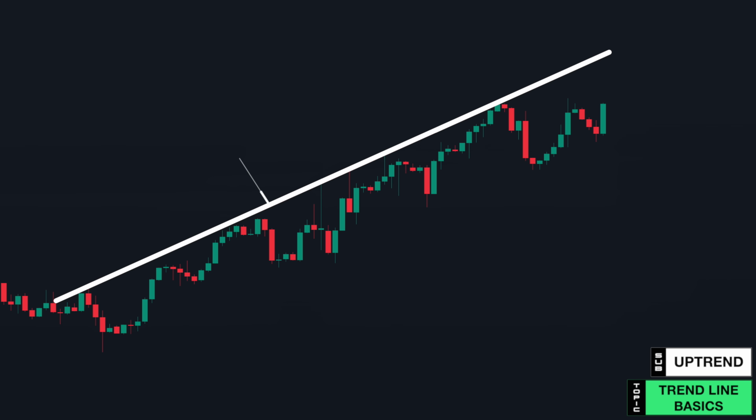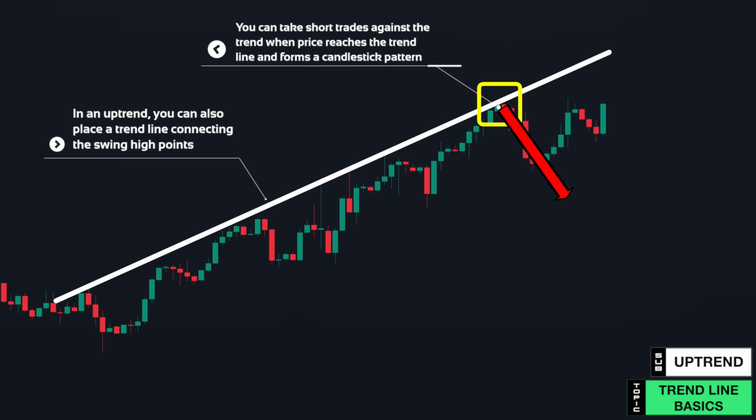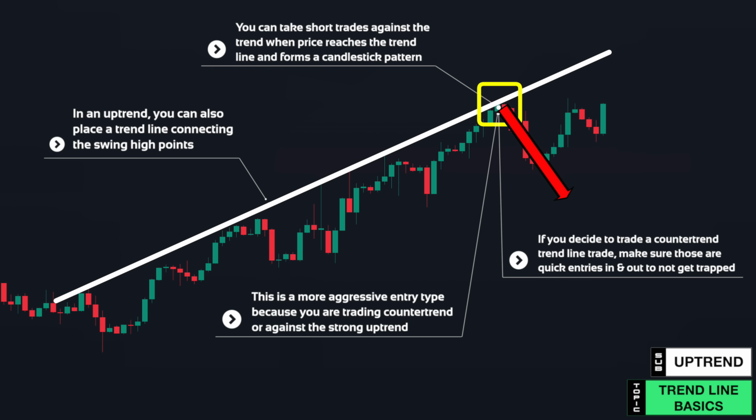Also in an uptrend, you can place a trend line connecting the swing highs. This means you can take short trades against the trend. Again, this is a more aggressive entry because you are trading counter trend and against the strong uptrend. So if you decide to trade a counter trend line trade, make sure those are quick entries in and out to not get trapped.